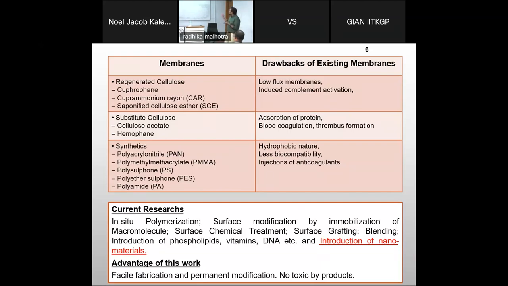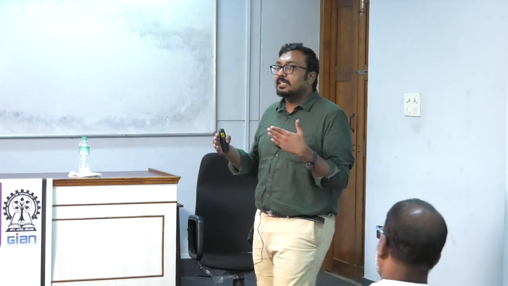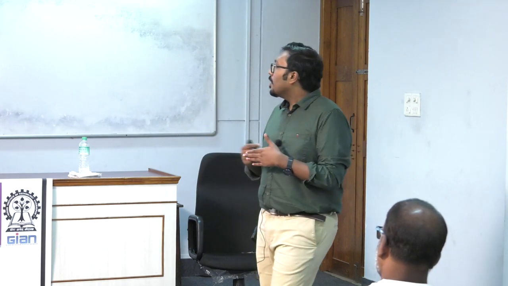And now the most commonly seen one is blending or introduction of some nanoparticles, which improve performance or tailor the pore size of your membrane. The advantage of this research is that they decrease the hydrophobicity of the membrane, they tune the membrane pore size, and they make it more biocompatible. So not just clearance or selectivity, but also biocompatibility is a big issue here.